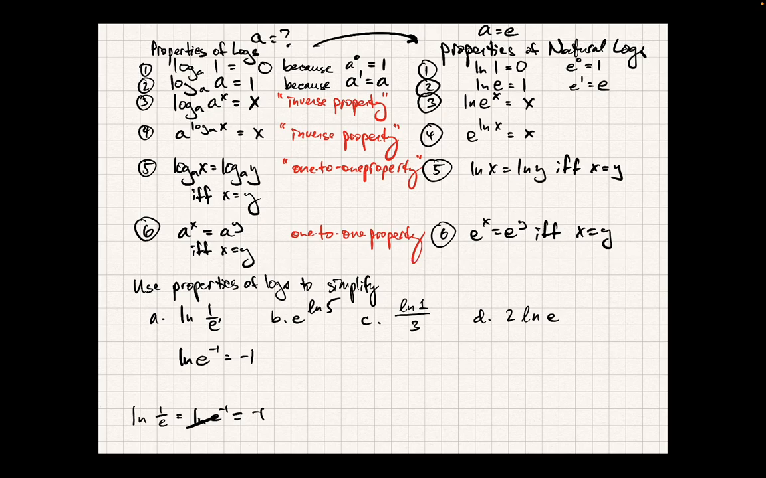Charlotte, what do you say? 5. Why? Because it's number 4, the inverse property. And that allows you to cancel what? The e's. The e to the natural log of 5 just equals 5 by the inverse property.